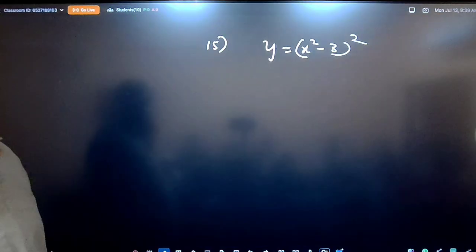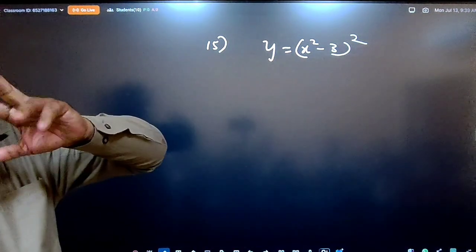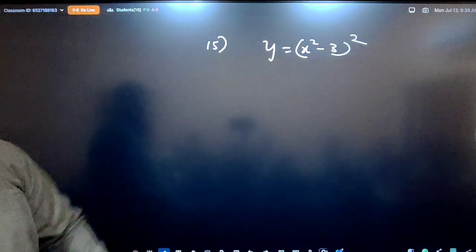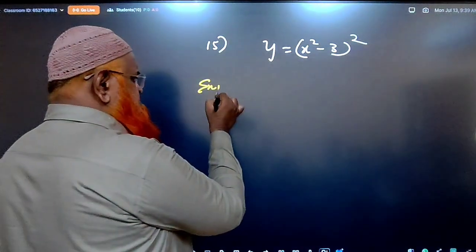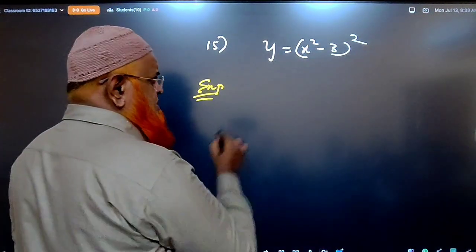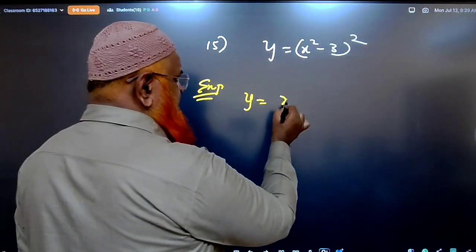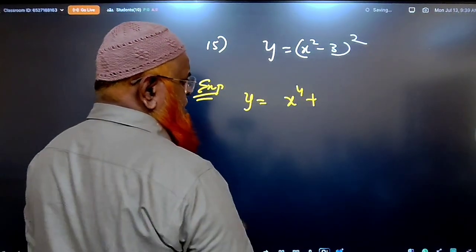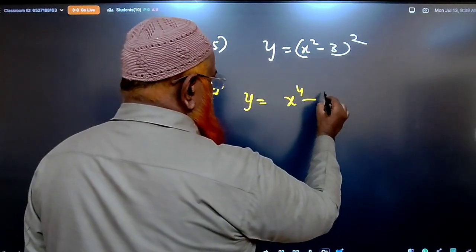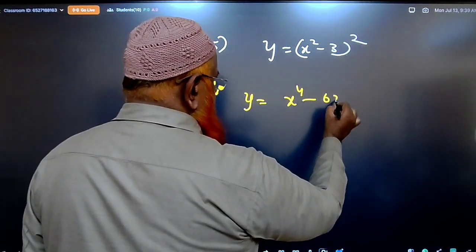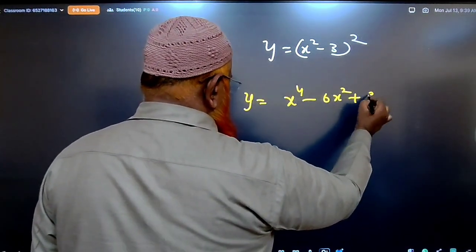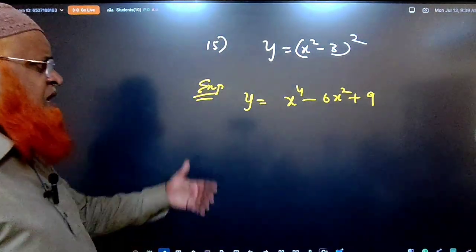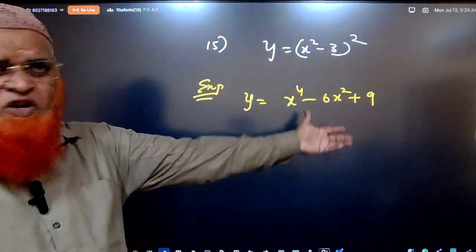Now for this type of expression, whole square, you can do it in two methods. One is the expansion method, that you can expand this because square is there. So how much? A square minus 2ab, 2 into 3 is 6, x square plus b square means 9 you will get. You can expand this one and differentiate because square is there.